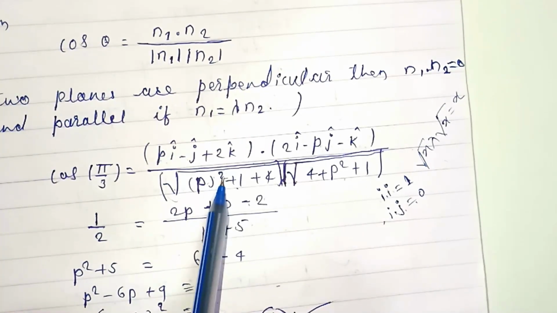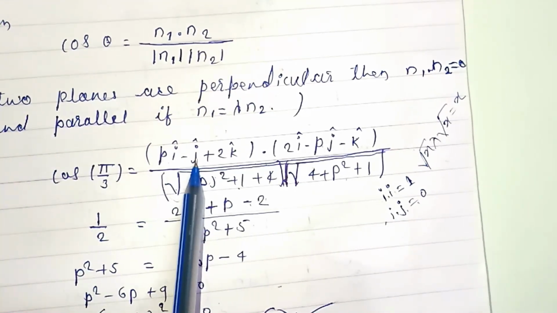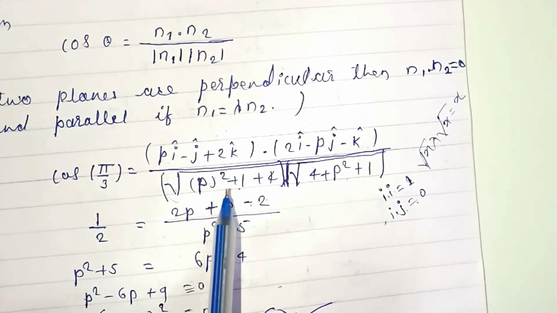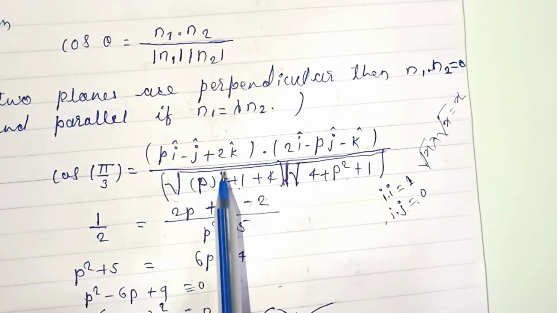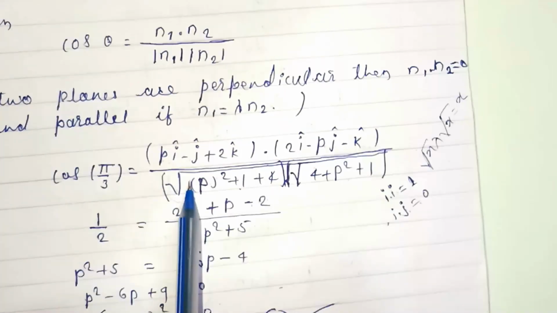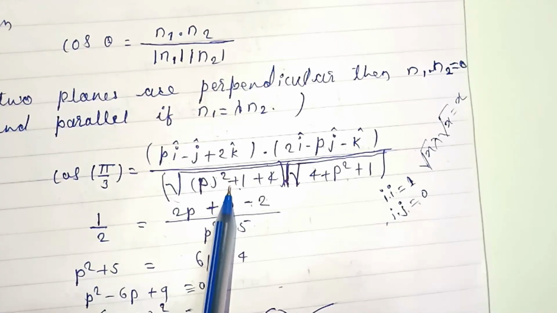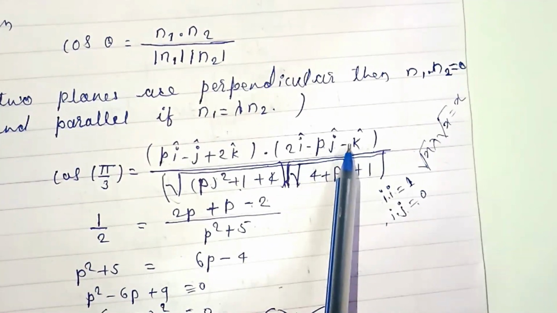That means first element squared, plus second element squared. The coefficient of j is -1. Take the square of -1, it will come +1. And the square of 2 is 4. So here we have p squared plus 1 plus 4, which is the modulus of the given equation. Similarly, go further to 2i cap minus pj cap minus k cap.